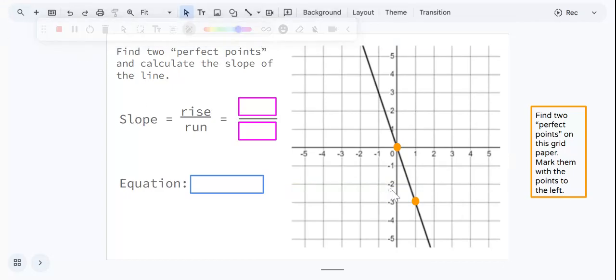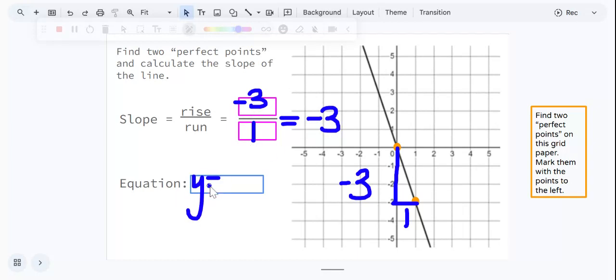Moving from left to right, what's my rise over run, which is really my fall. I'm going down this time. Down 1, 2, 3. Down 3 over 1. That's why my 3 is negative, because we're moving down. Anything over 1 is just itself. My equation is going to be y equals my slope, which is negative 3, x.